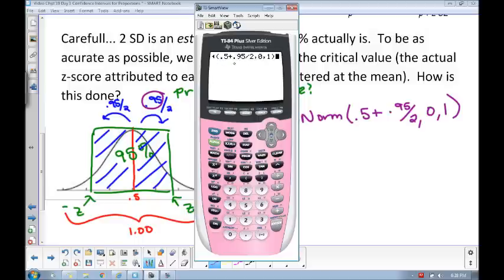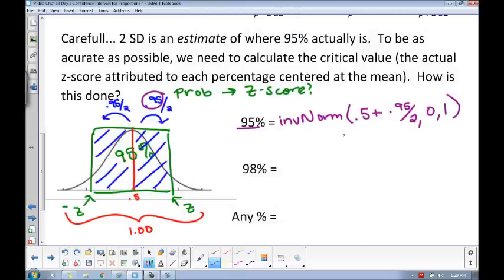If you are working on an older calculator, this is exactly the way your screen should look, although you will actually see the inverse normal command. There it is. And there it is. And we're going to round that to 2 decimals, 1.96. And you're going to see these numbers so often that they are going to become ingrained in your brain.